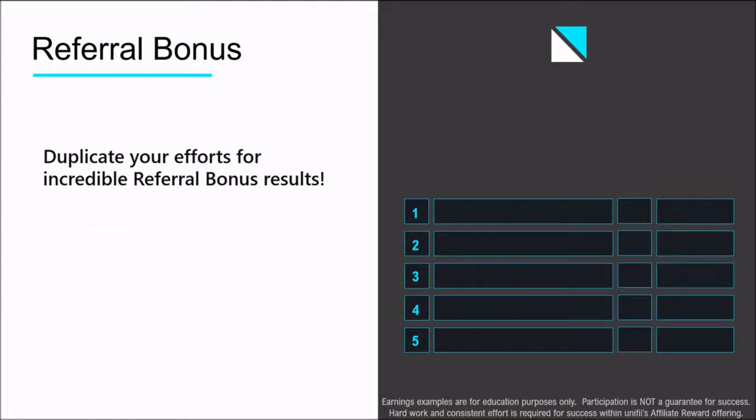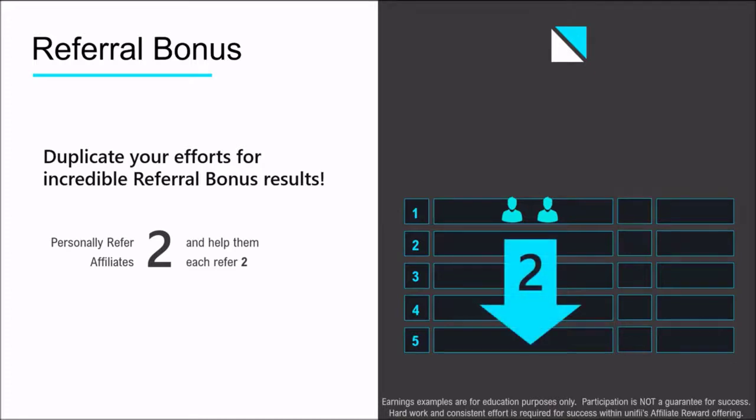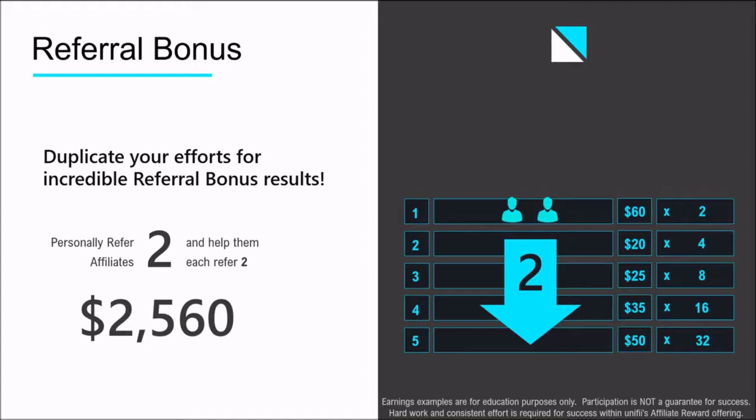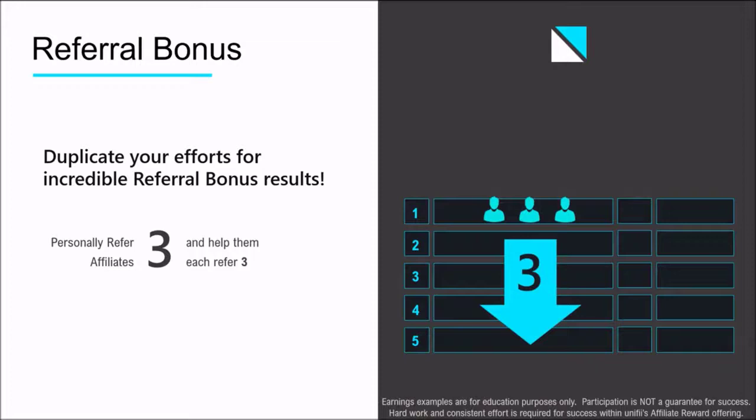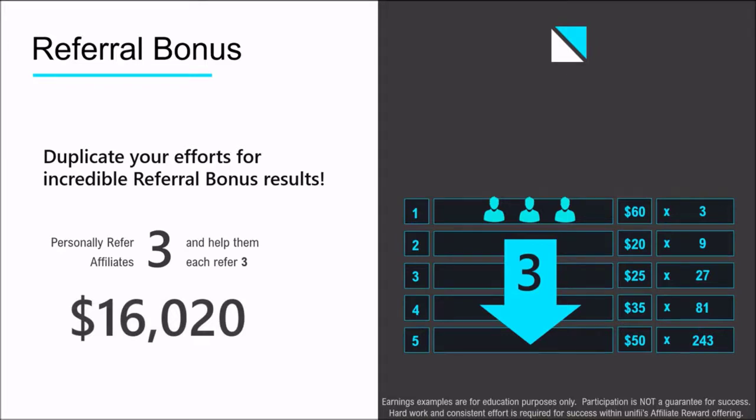Let's take a close look at how lucrative this bonus can be. Let's say for a moment that you refer 2 affiliates, and they in turn refer 2 affiliates, and that happens 5 generations deep. You would earn $2,560. All you need to do to qualify for these bonuses is to simply be active. If you set a goal to enroll 3 affiliates, and all your affiliates set the same goal, 5 generations of new affiliates or customers would reward you with over $16,000 USD.